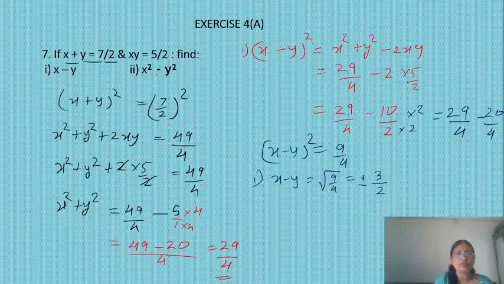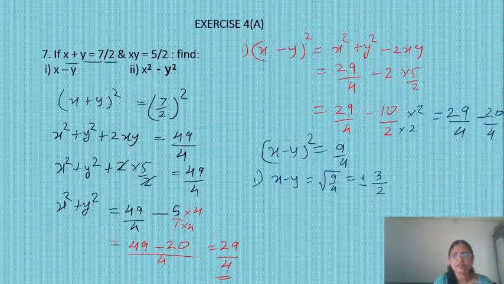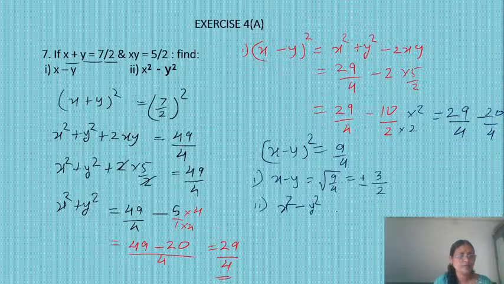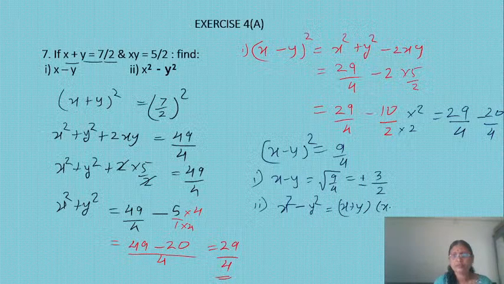We start with x square minus y square. Now we have already got the value of x plus y and we have already got the value of x minus y. So we have an identity: x square minus y square is equal to x plus y into x minus y. Right? You are able to see this.